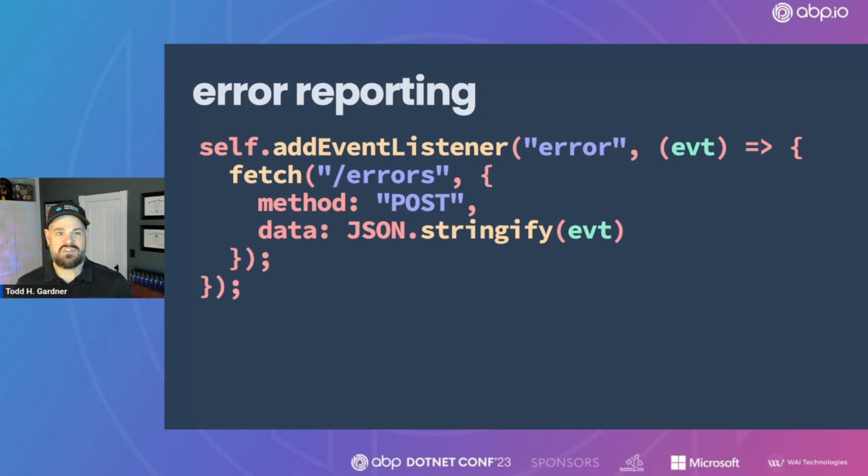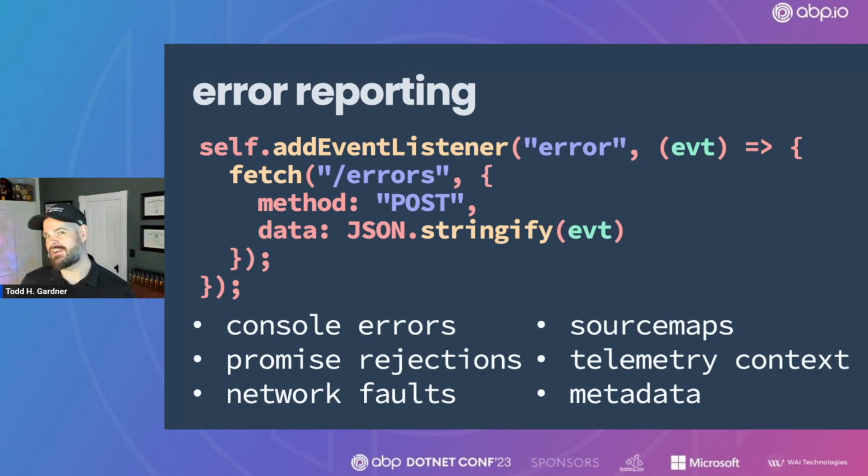Now, this solves some of the problem, but unfortunately, errors in JavaScript specifically kind of suck. And this will only report about 40 to 60% of the errors you experience. Because there's a whole bunch of other kinds of things that logically developers consider an error, but for whatever reason are not considered an error with this code. Things like if you call console.error, that wouldn't get sent here. If you have a promise that gets globally rejected, that doesn't get sent here. If you have a network call that comes back as a 500 something, that doesn't get sent here.